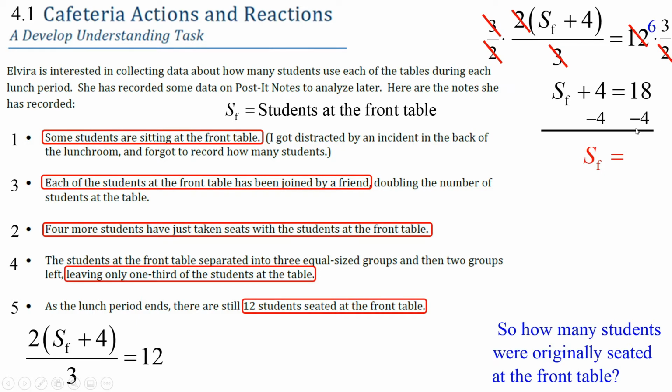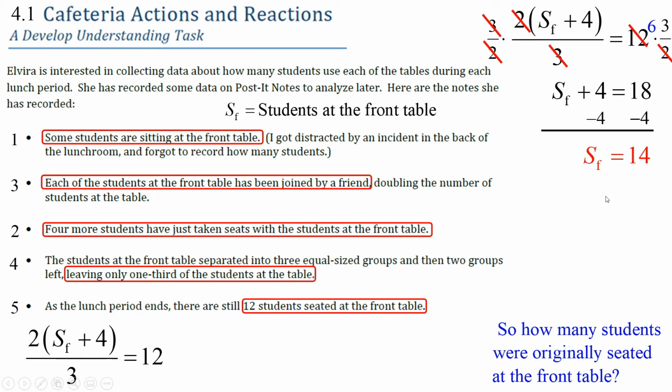So by changing the order of the post-it notes, we have changed the initial number of students at the front table. I believe on the previous slide we had 16, and now we have 14. Cool.